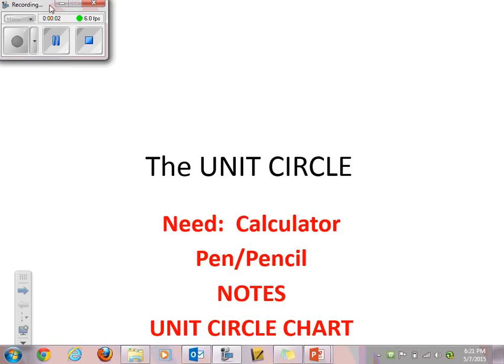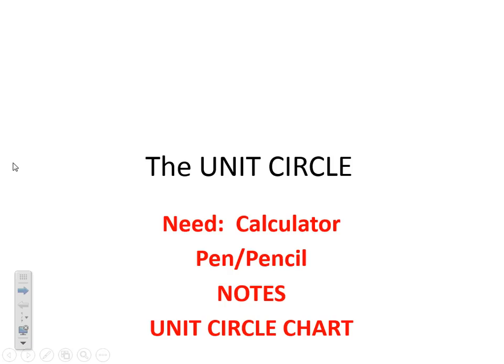Welcome, ladies and gentlemen. Today we're going to be talking about the unit circle. So you need your calculator, a pen and a pencil, notes, and that unit circle chart that I gave you in class.